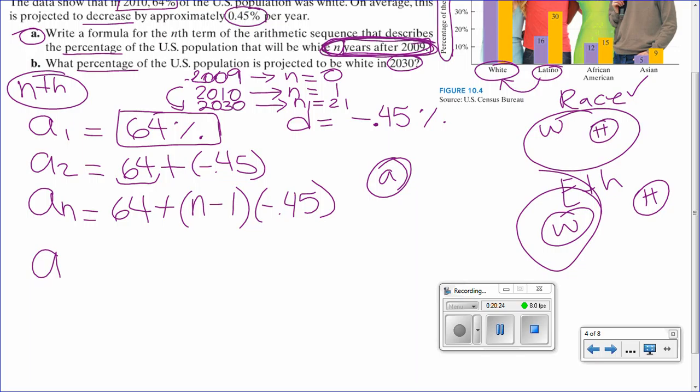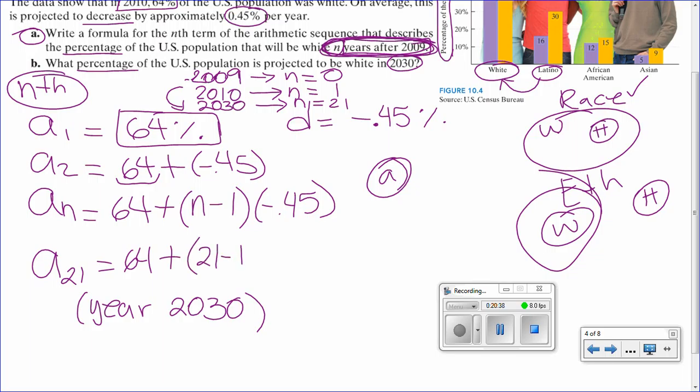Okay? So to find a sub 21, remember this is the one that represents the year 2030. And so that will be 64 plus 21 minus 1 times negative 0.45. And so that will give us the percentage for that. Now, I'm going to pause the video while you all get calculators. Oh, most of you have them already. Great. So I'm going to need you to check that. And then I'm just going to check with the book to make sure I did this correctly.